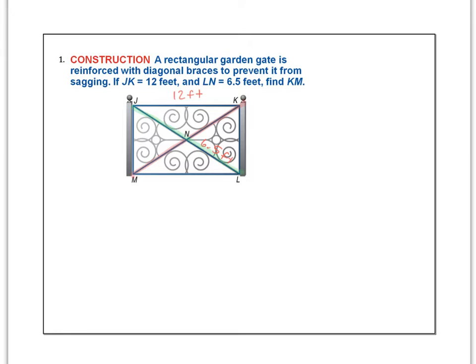And JL, we know one part is 6.5. And so what happens is all 4 of these parts have to be 6.5. So to find KM, we can just take 2 times 6.5, or we can take 6.5 plus 6.5. Either way, we should get 13 feet.